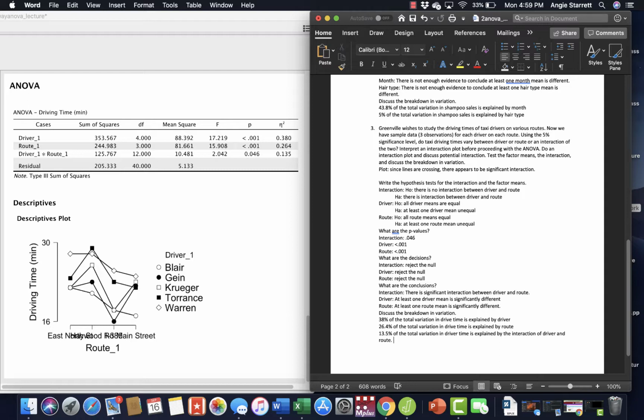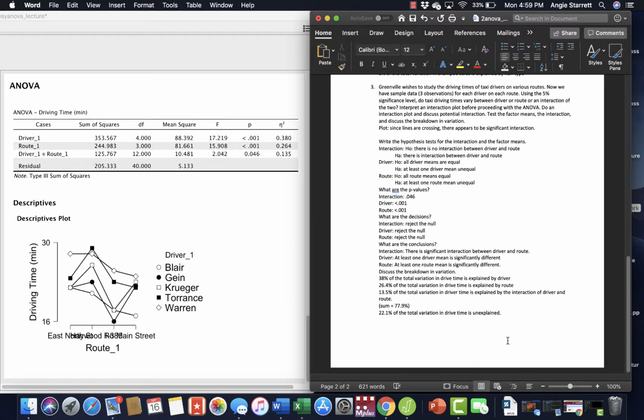All right, we could add these up, and they sum to 77.9%, all right, so that is telling us that 22.1% of the total variation in drive time is unexplained, assuming I don't have a simple math mistake. All right, but that is an example of an interaction problem.